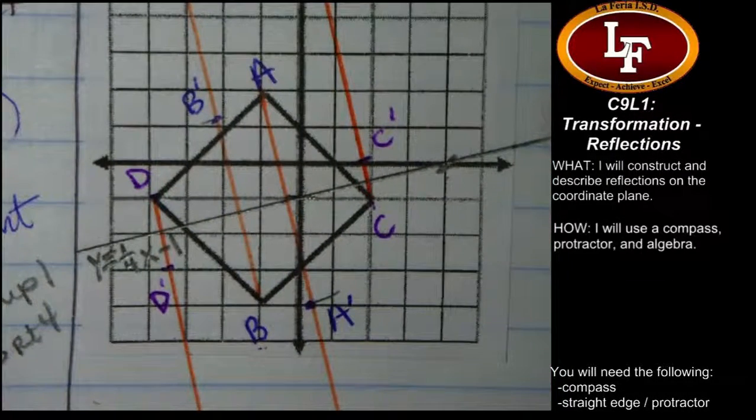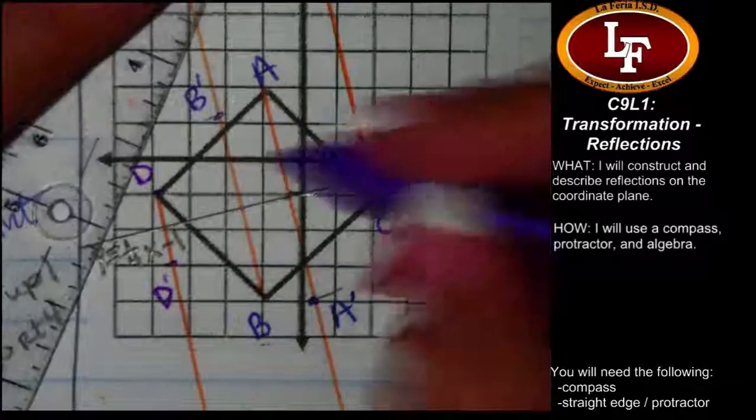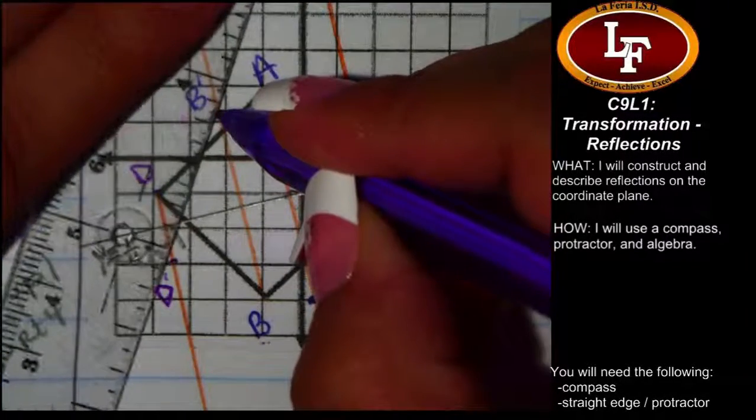And once you have all 4 reflections, take your straight edge and mark them off.